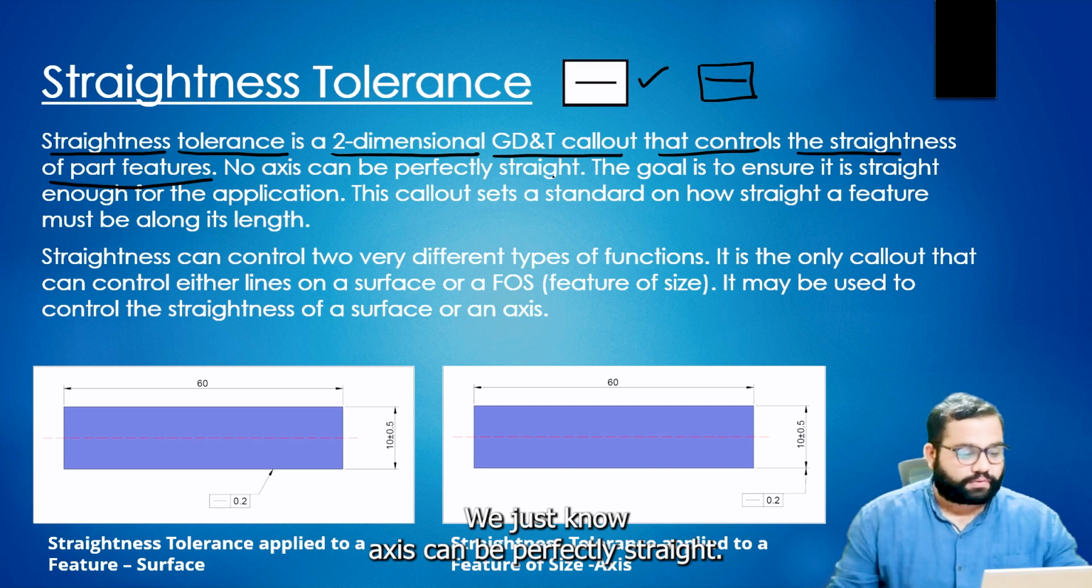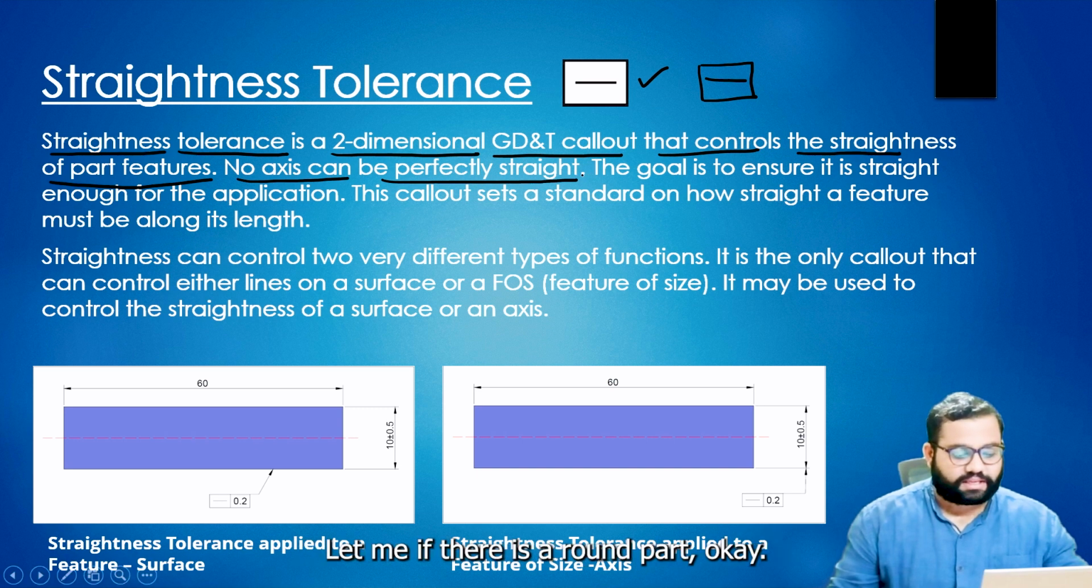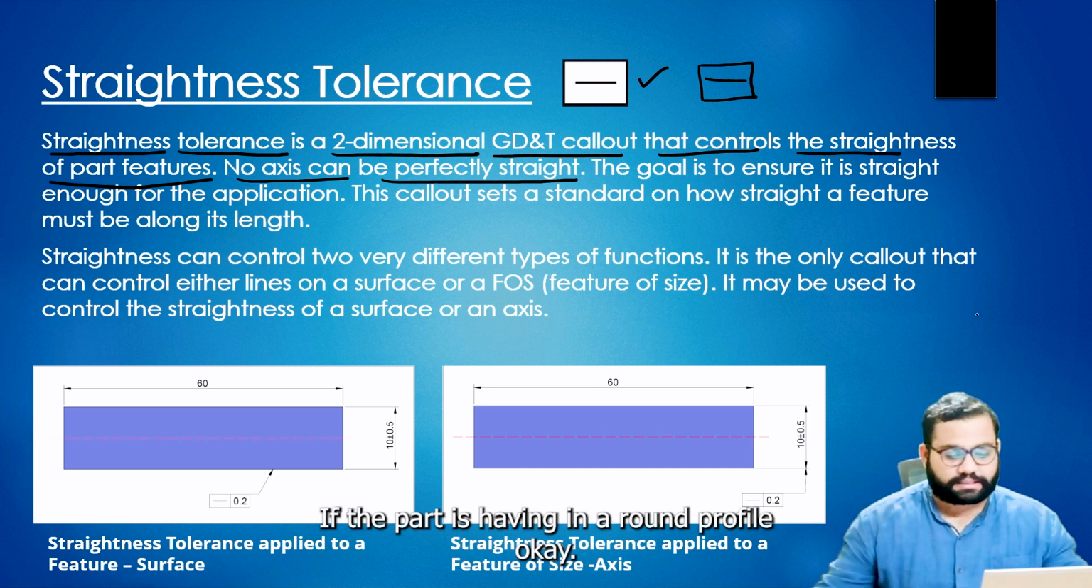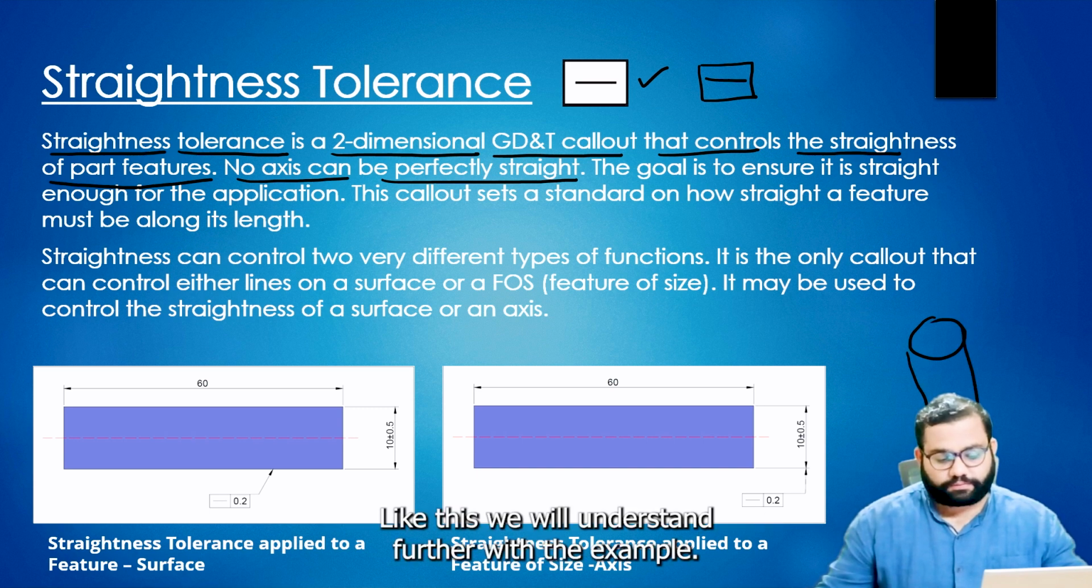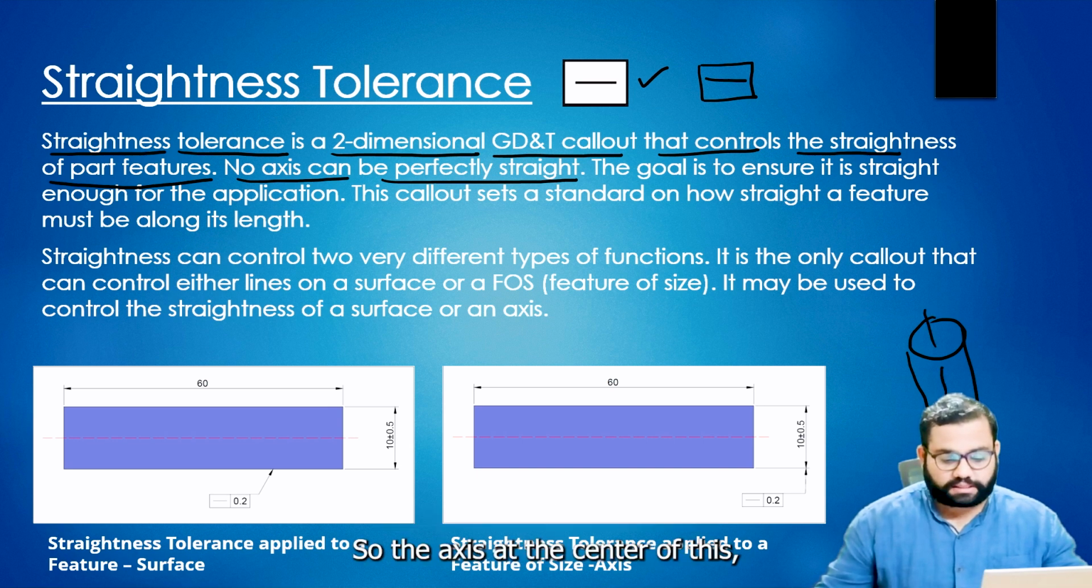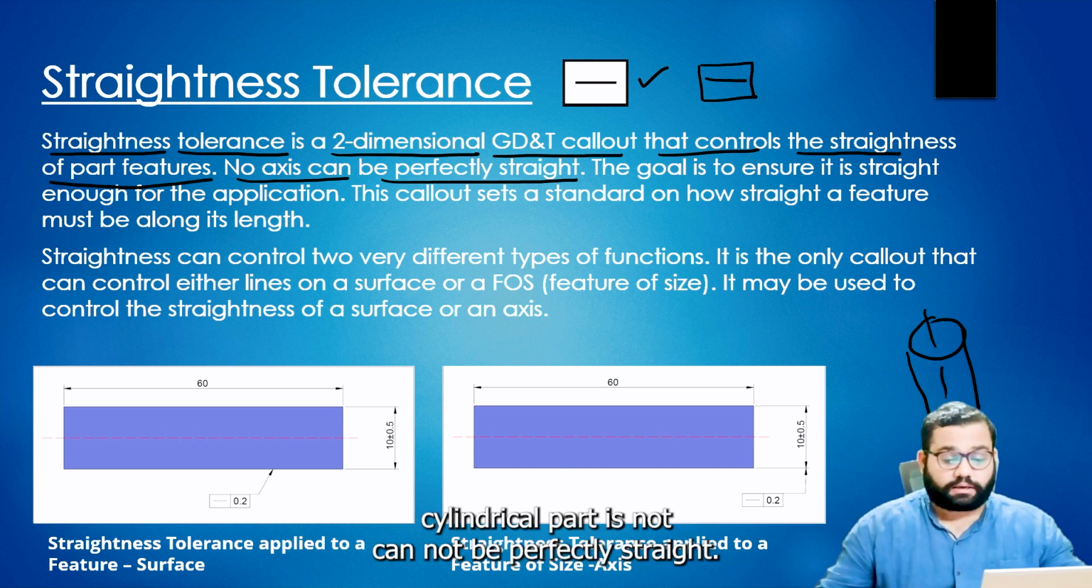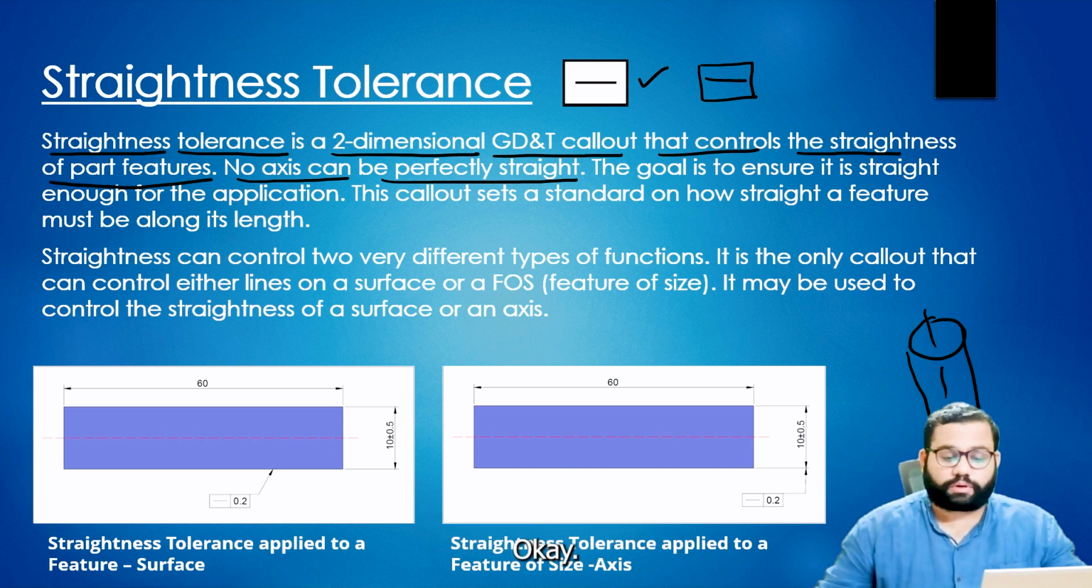No axis can be perfectly straight. Let's say there is a round part, a part with a round profile. We will understand this further with the example. The axis at the center of this cylindrical part cannot be perfectly straight. So to control this axis straightness, we give the straightness tolerance to a feature of size. We will discuss this.